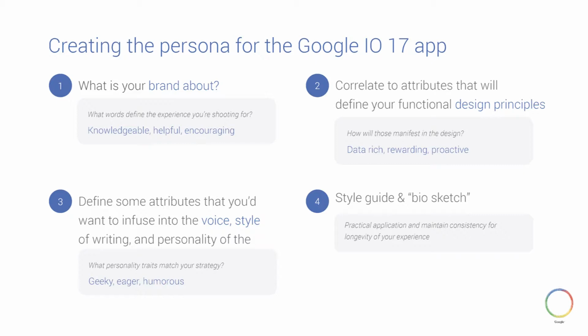And so from there, you also need to decide on the personality of the app as well. So for Google I/O, when we think about the types of people that are going to Google I/O and what users would be expecting the Google I/O brand to be in relation to them, we thought of it as geeky, eager, and humorous. And so from all of that, we were able to create a style guide and effectively a sketch of the biography of our assistant app.